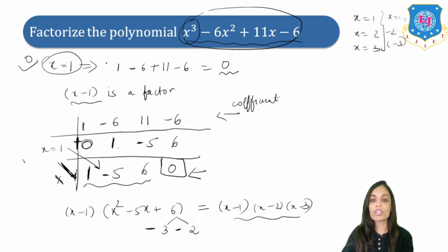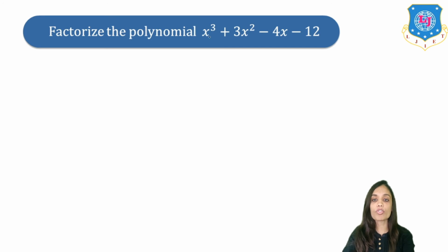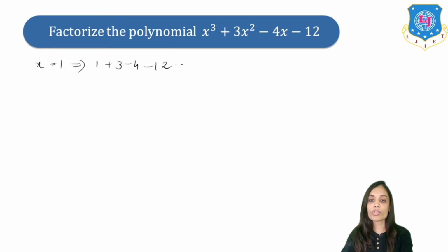Okay, let us go to the other example. So we have to factorize now x cube plus 3x square minus 4x minus 12. So let us start with firstly x is equal to 1 and check whether we are getting answer as 0 or not. If I put 1, we will have 1 plus 3 minus 4 minus 12. You can see this is not equal to 0. Let us put x as 2. So we will get 8 plus 12 minus 8 minus 12. You can see the answer is 0. So our first factor is x minus 2, right?